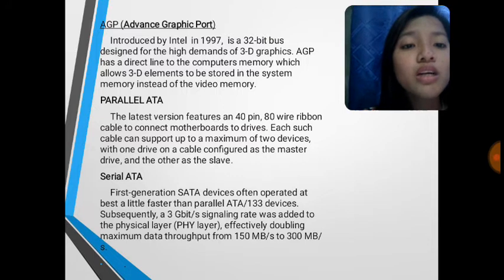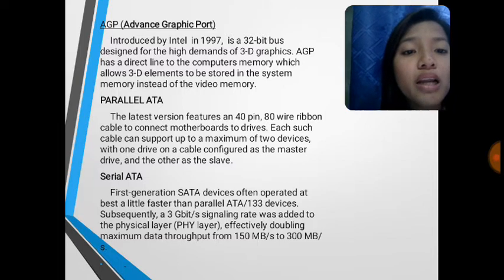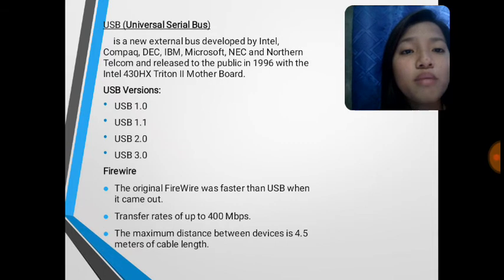Serial ATA. First generation devices operated best a little faster than parallel ATA 133 devices. Subsequently, a 3 Gbit signaling rate was added to the physical layer, PHY layer, effectively doubling maximum data throughput from 100 Mbps to 300 Mbps.